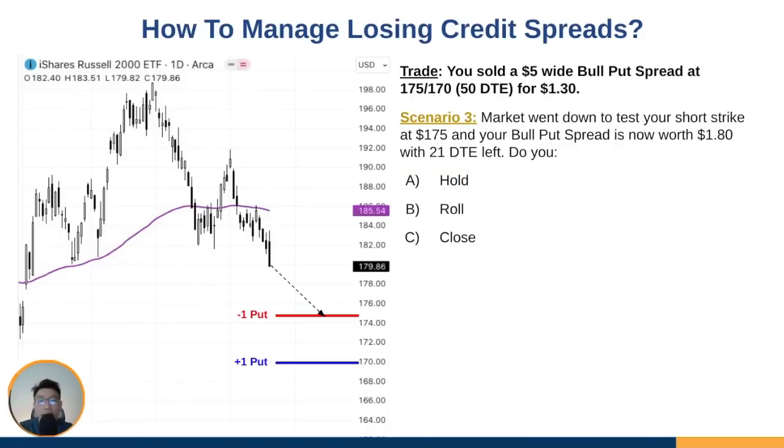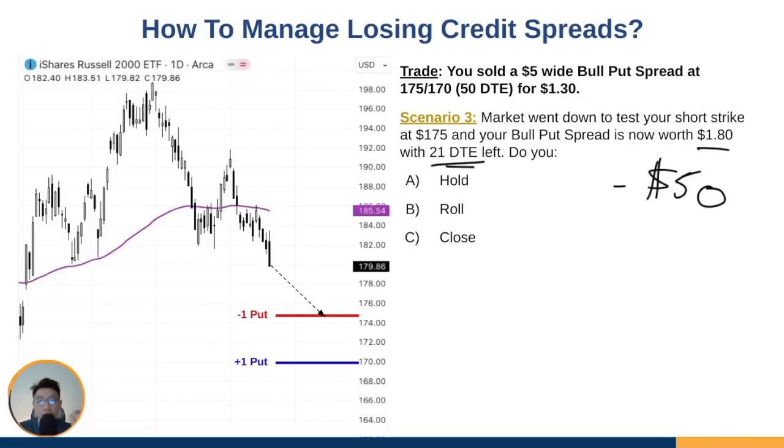Now, scenario number 3. This time, the market actually went down. Same thing, it tested your short strike. Your bull put spread right now is $1.80, so that means you are now down $50. But this time, there's 21 DTE. So what do you do?